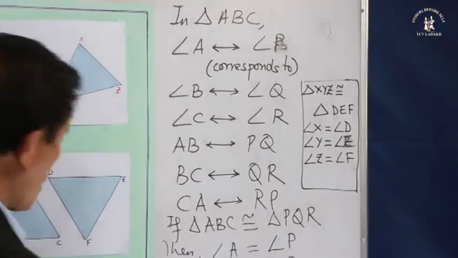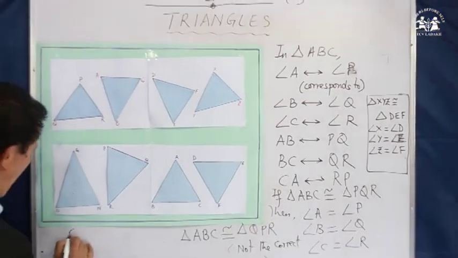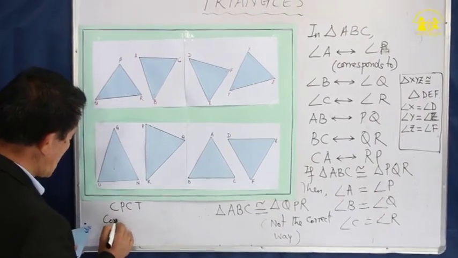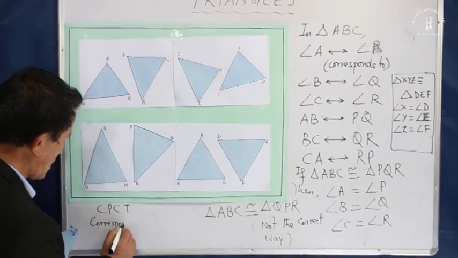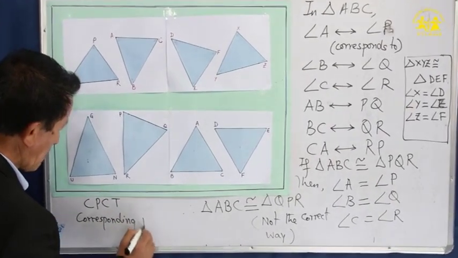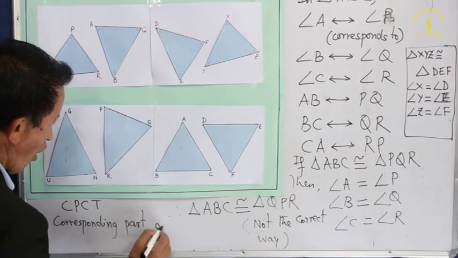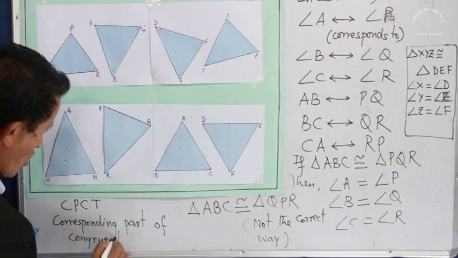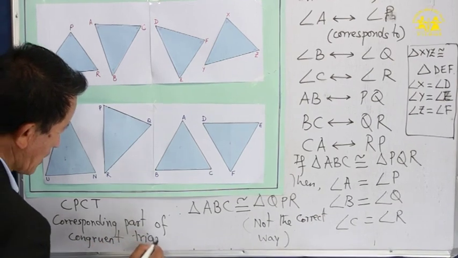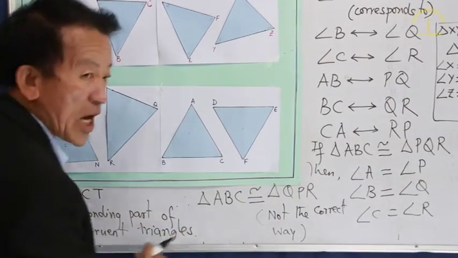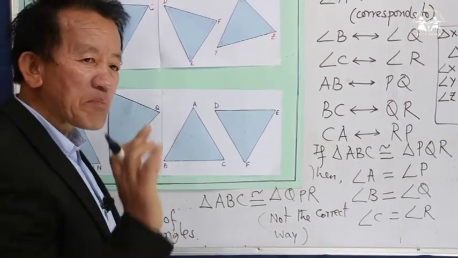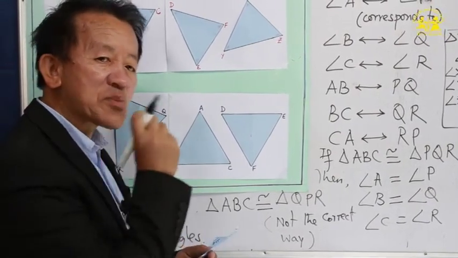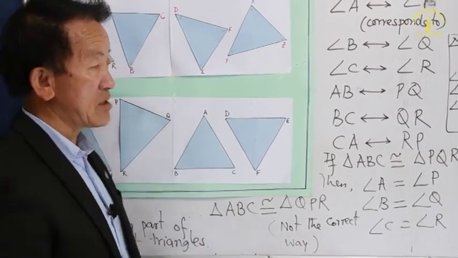Now, then we come across CPCT. CPCT stands for corresponding part of congruent triangles. That means if two triangles are congruent, then the corresponding parts are equal. By corresponding part, we mean either corresponding sides or corresponding angles.